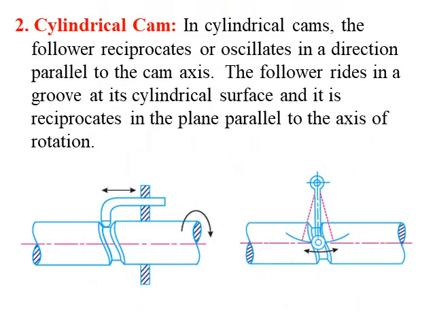Next we have the cylindrical cam. In cylindrical cams, the follower reciprocates or oscillates in the direction parallel to the cam axis. So far we have discussed that the axis of the follower will always be perpendicular to the cam axis. But here, in cylindrical cams, the follower reciprocates or oscillates in the direction parallel to the cam axis. The follower rides in a groove on a cylindrical surface and reciprocates in the plane parallel to the axis of rotation.